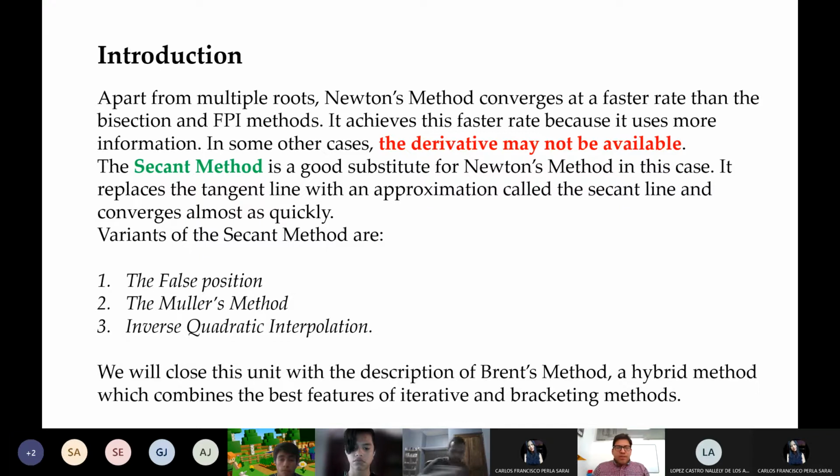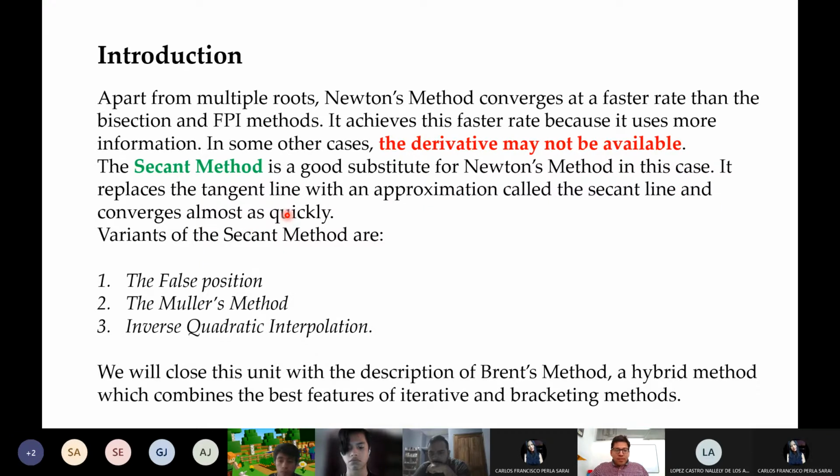The Secant method that we're going to see in this class is a good substitution for the Newton's method that we saw in the previous class. It replaces the tangent line, which is the derivative itself, with an approximation called the Secant line, or la secante. And this method converges almost as quickly as Newton-Raphson's.